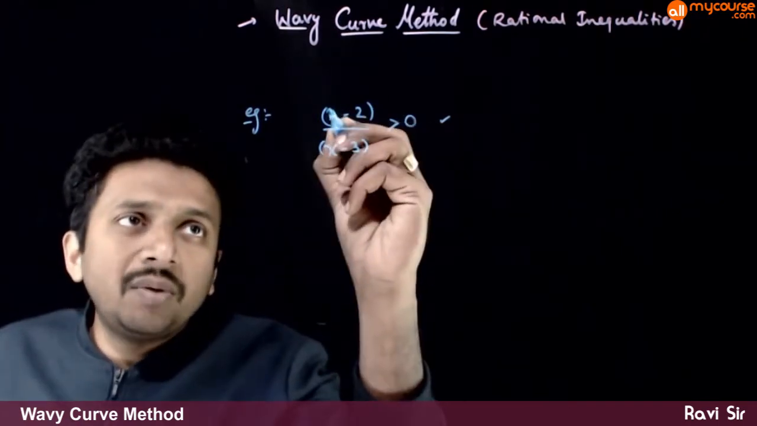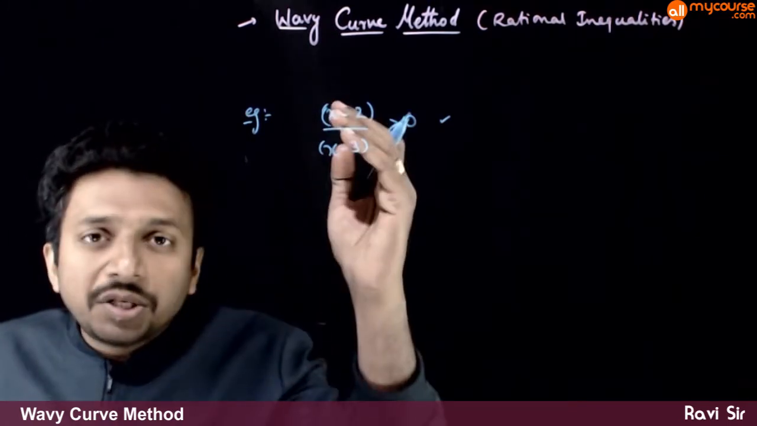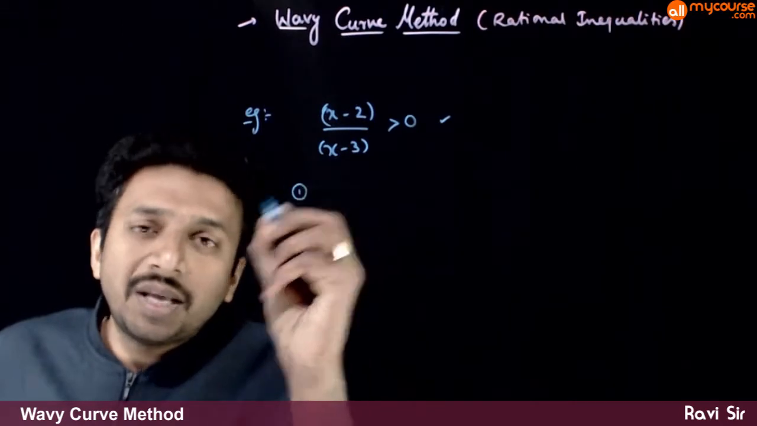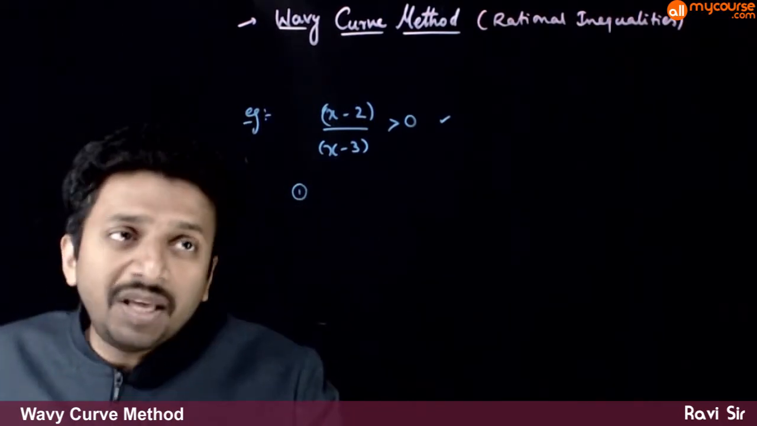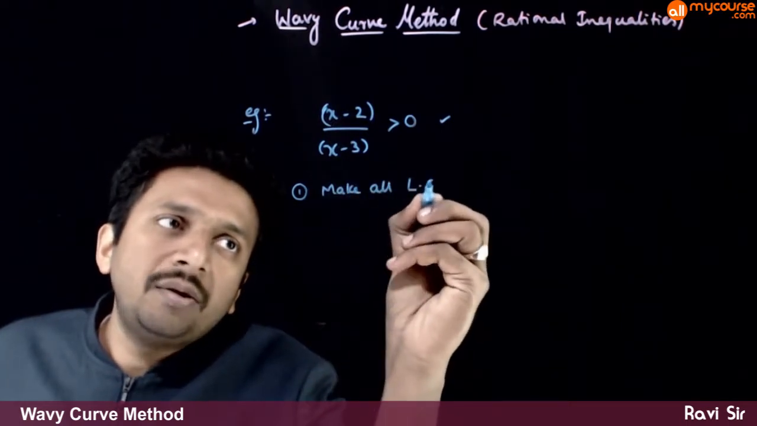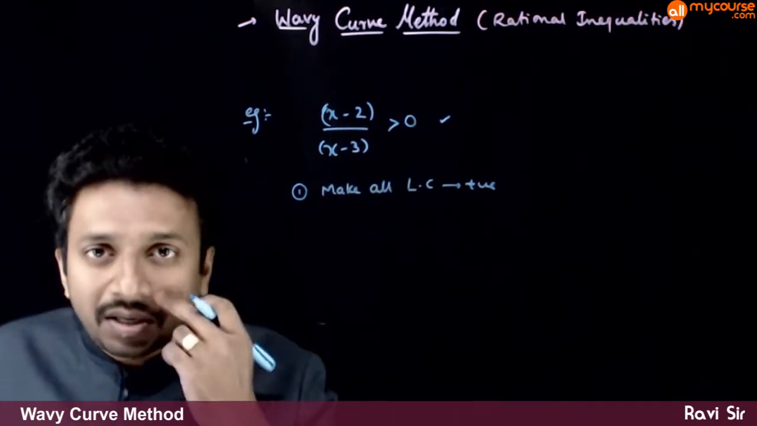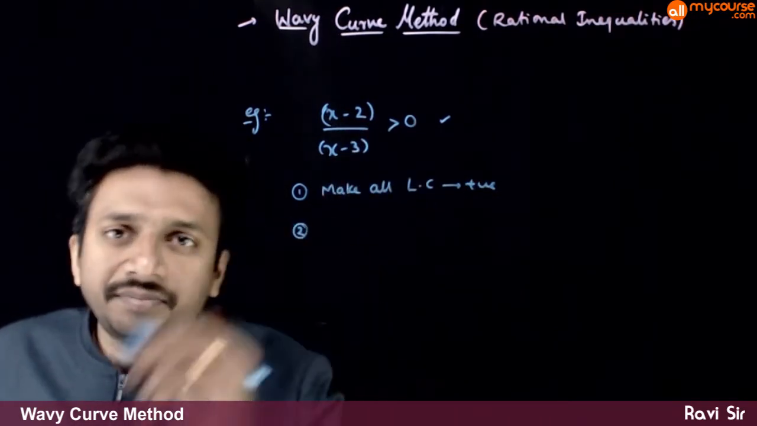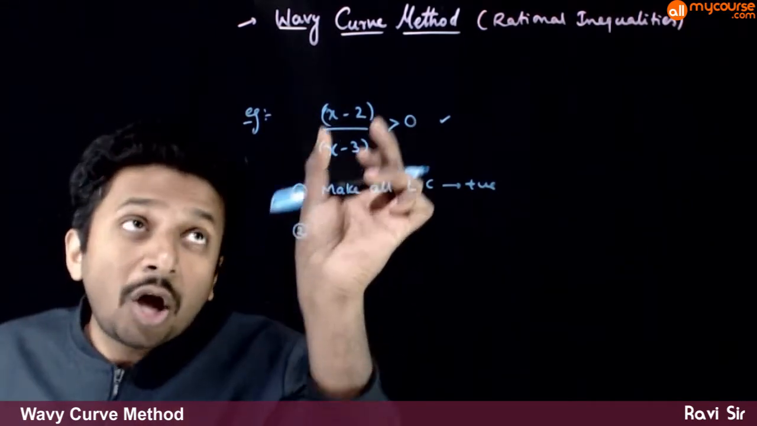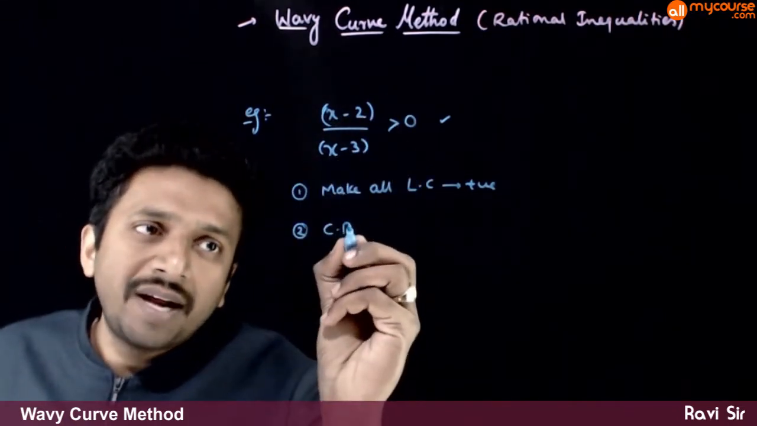This is called a rational inequality because it has a numerator and a denominator: (x minus 2) by (x minus 3) is greater than 0. Let us see how to solve this. Again, the steps are similar. The first step is to make all leading coefficients positive, which has already been done in this inequality. Next, in normal inequations, we find the critical points, right? We find the critical points.